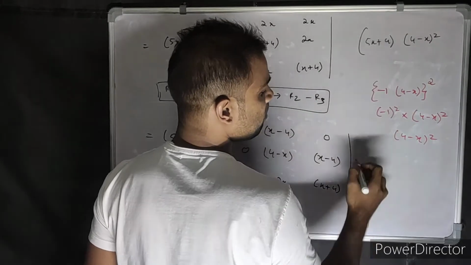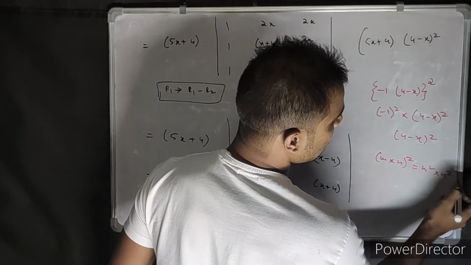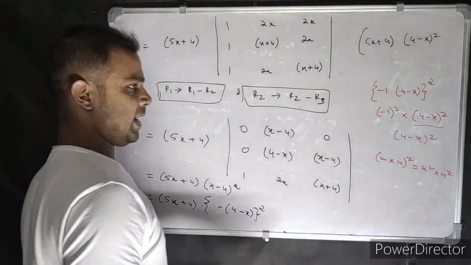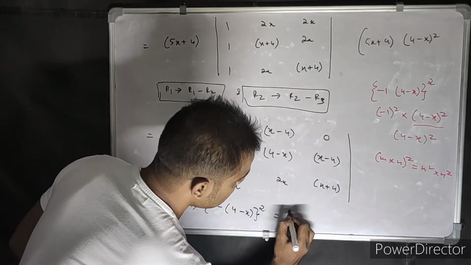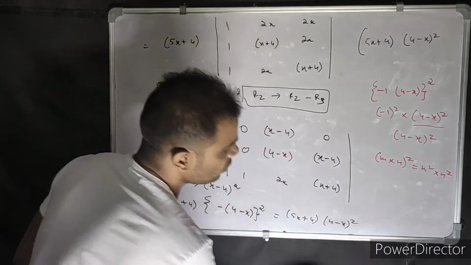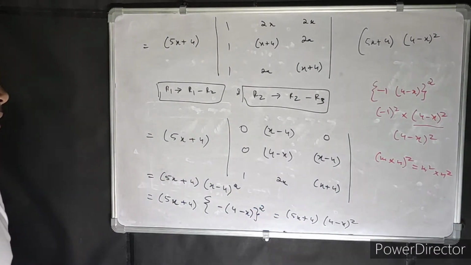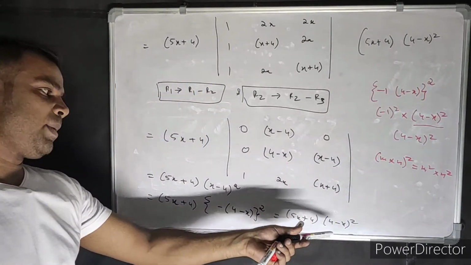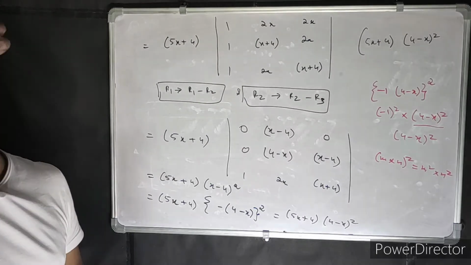You see, if you remember the indices law, m into n whole square is m square into n square. M is the minus 1 and n is this whole thing, 4 minus x. Okay. So now we have got our final answer, that is 5x plus 4 and 4 minus x whole square. Alright? Understood? If you still have a doubt, expand this, or expand the positive one. Okay, you will understand what's happening.